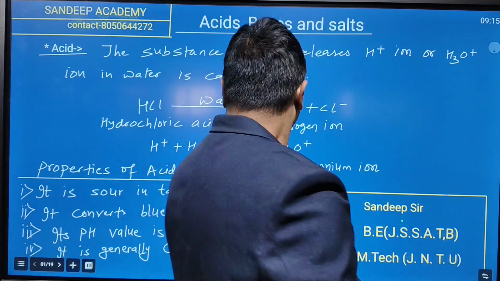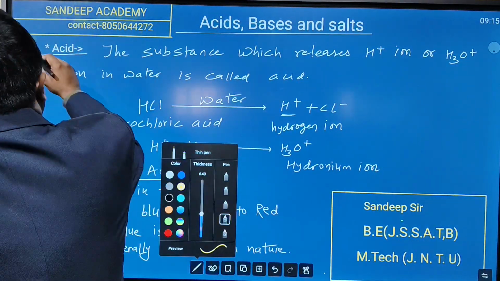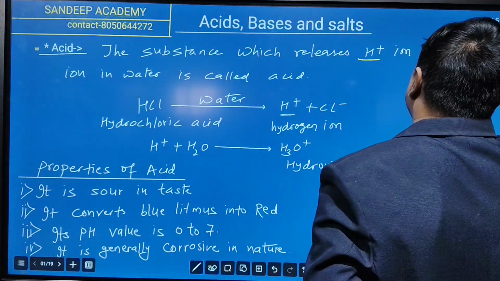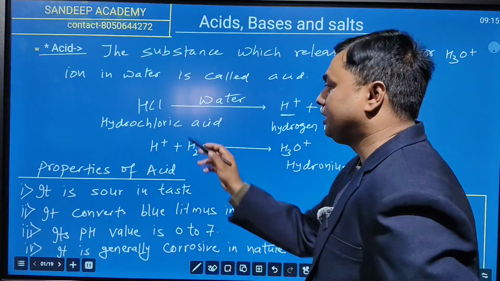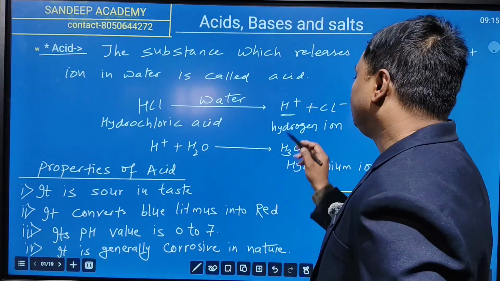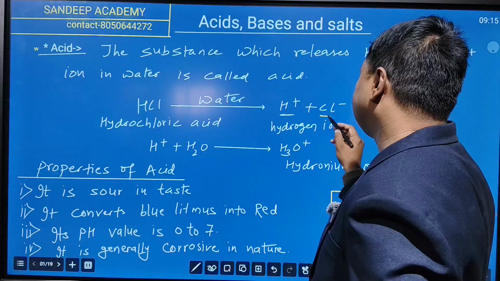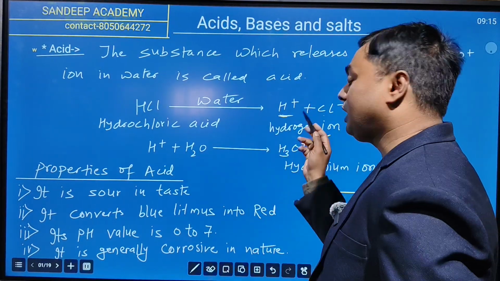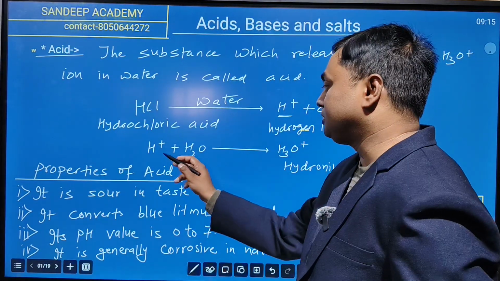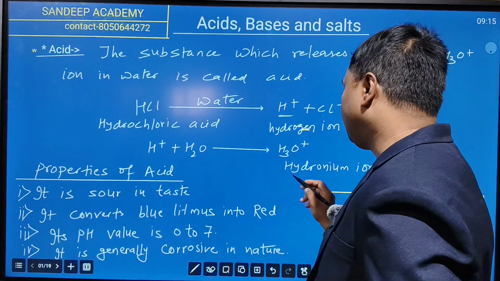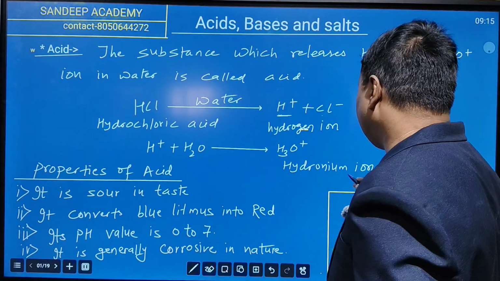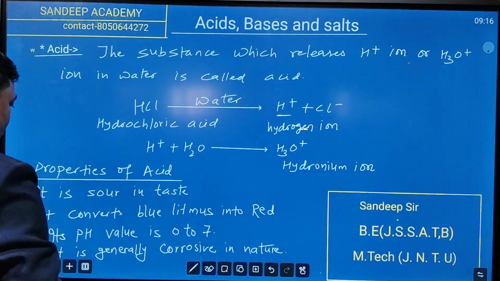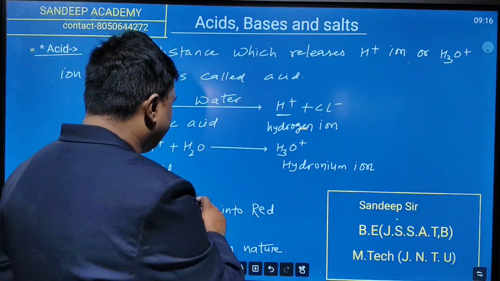So let's start. When we talk about acid, what do you mean by acid? An acid is a substance which releases H plus ion or H3O plus ion in water. For example, HCl, if you add water to this, it will give you H plus as well as Cl minus ion. Now this is called hydrogen ion. Hydrogen ion is an unstable ion, so what will happen? H plus ion will again combine with H2O, it will give you H3O plus, that is hydronium ion. Is it clear?